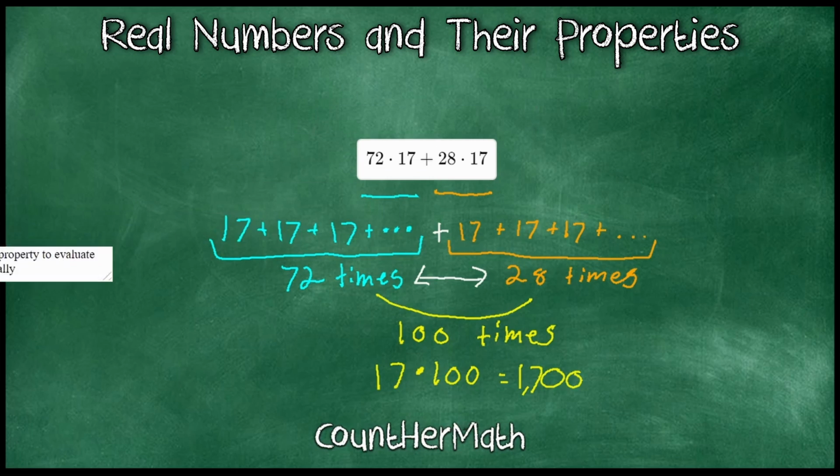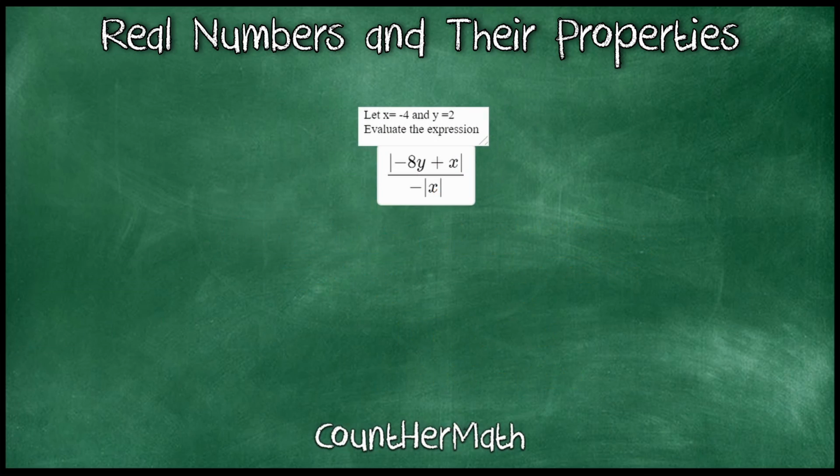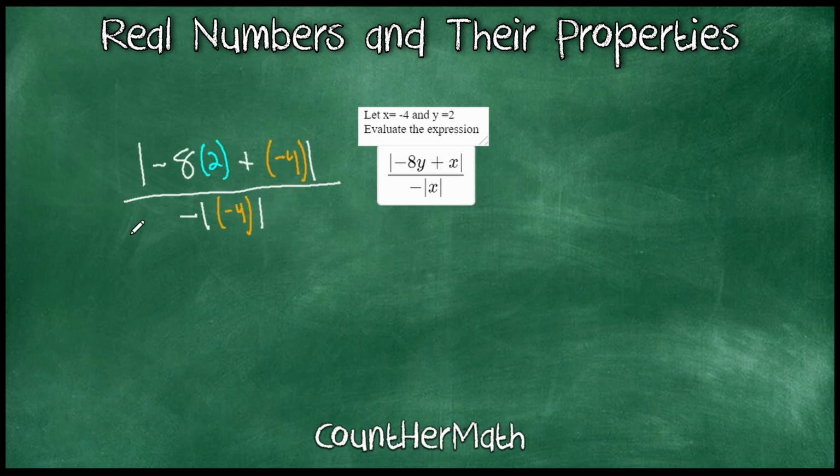Next, let's move into doing some absolute value problems, where it says to let x equal negative 4, y equal 2, and evaluate this expression. And just like before, the first step is going to be plugging stuff in. With everything plugged in, we can see that we have negative 8 times 2, plus negative 4, we'll take the absolute value of that, all over negative absolute value of negative 4.